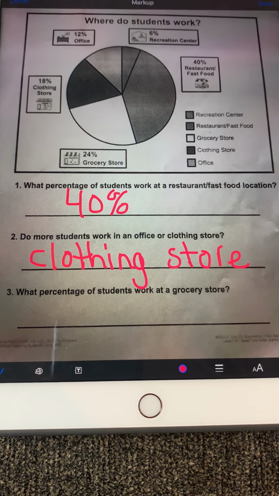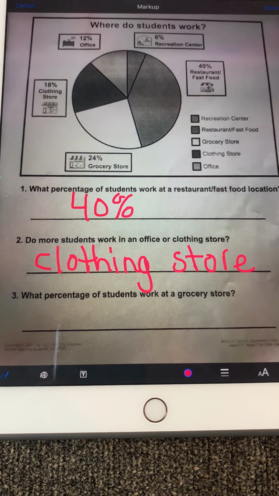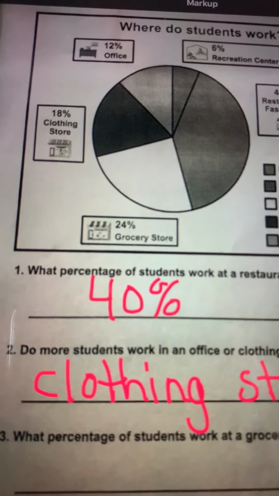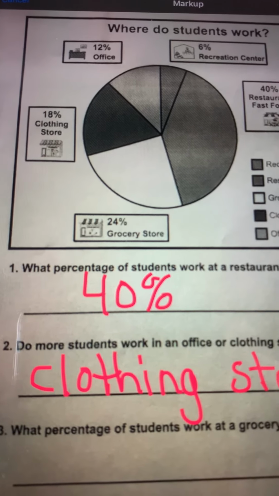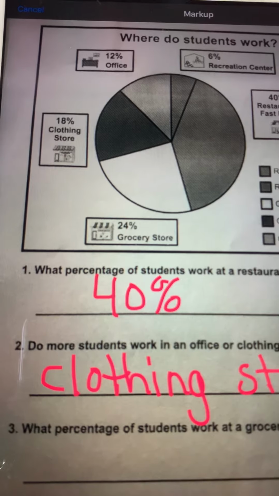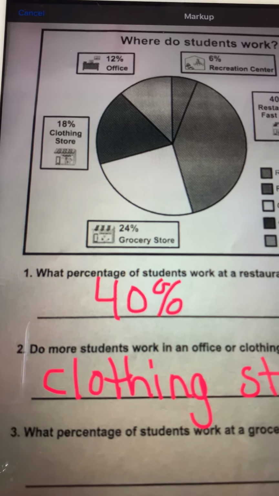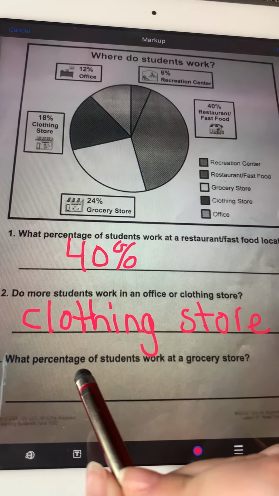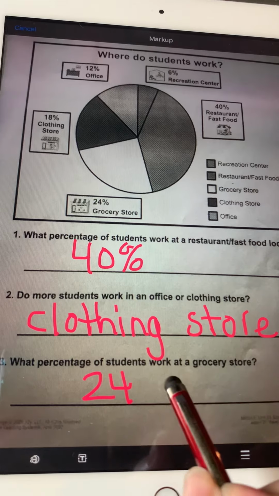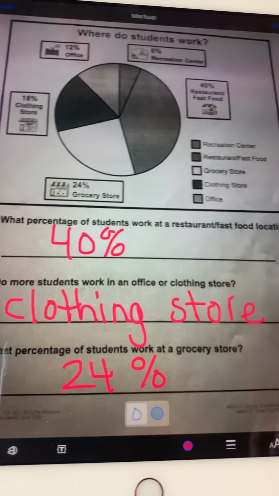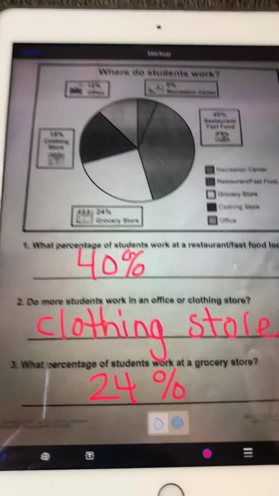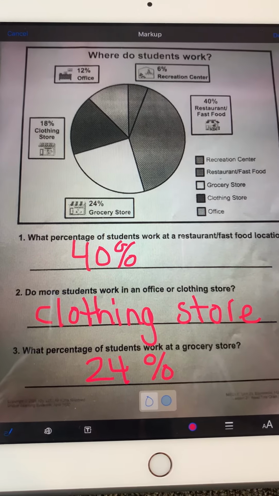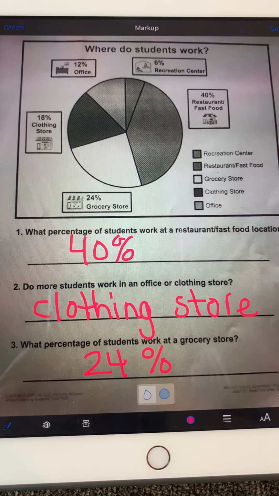What percentage of students work at a grocery store? Okay, and there it is right there. So we found the grocery store, and what percentage does it say that our students work there? It says 24% of our students work at a grocery store. So that's our answer, 24%. So we're going to write 2, 4, and our percentage sign. Okay, and that one was pretty easy. You just had to find what they were asking about on the graph and just read it.